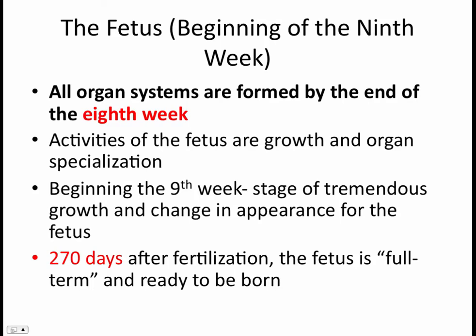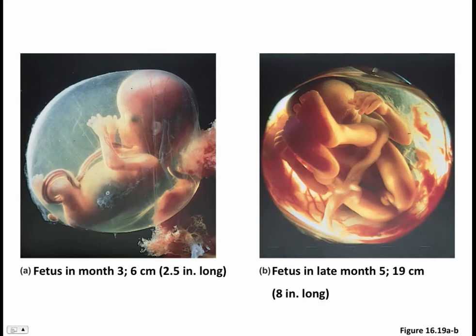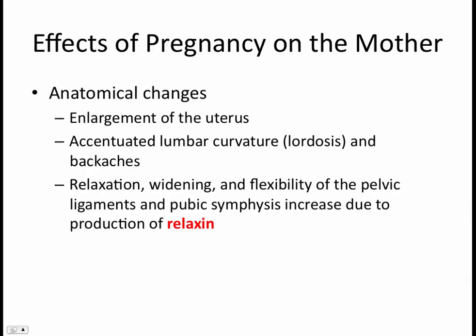Now we're transitioning from an embryo to a fetus, beginning the 9th week. And why is that? Because all of our organ systems are formed by the end of the 8th week. And so a lot of the activities of the fetus are for growth and organ specialization. We're going to start changing the appearance of the fetus by the 9th week. And by 270 days after fertilization, the fetus is going to be full term and ready to be born. Here's an illustration of that fetus, month 3, and later month 5. So lots of that is just development and maturation.